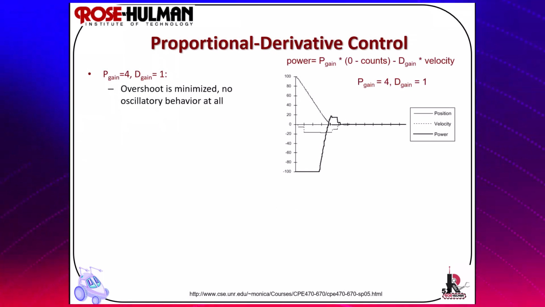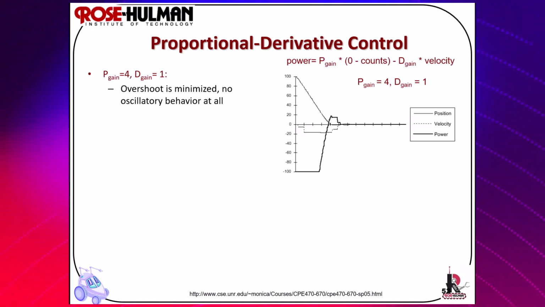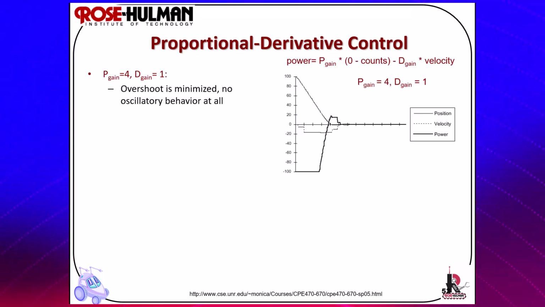So here's an example where the proportional gain is 4, the derivative gain is 1, and now you see that the oscillations are reduced. There is no steady state error, and it does get to the final value. Overshoot is minimized, and there's no oscillation behavior at all.